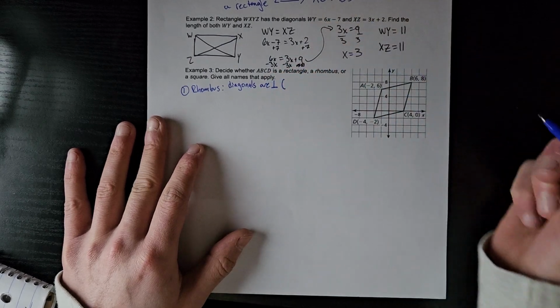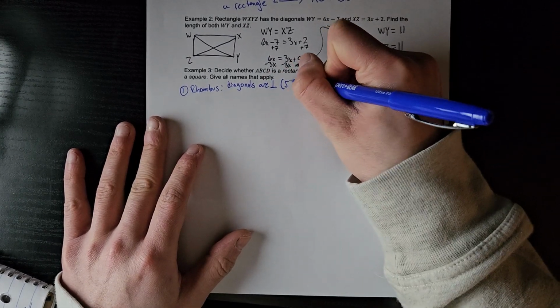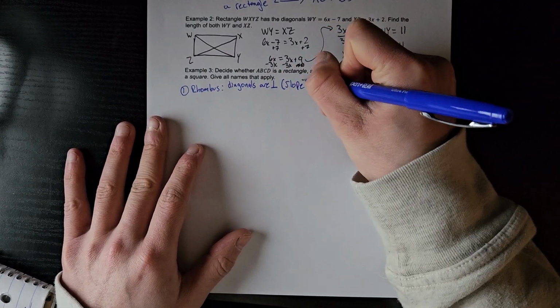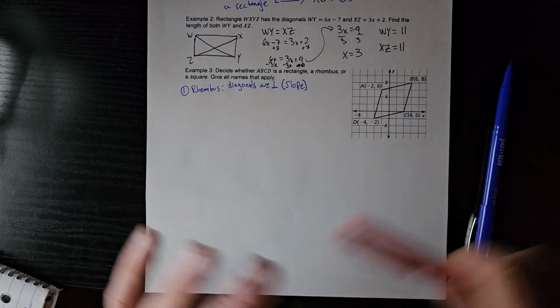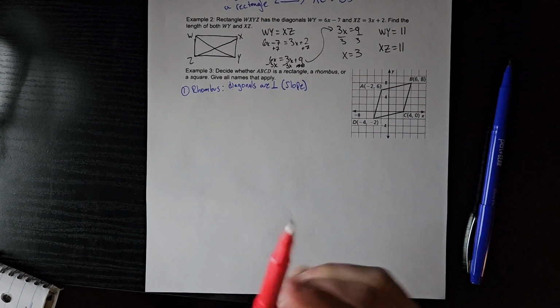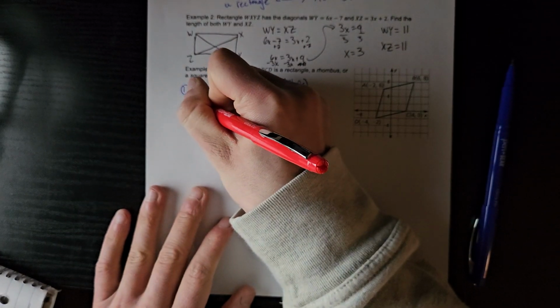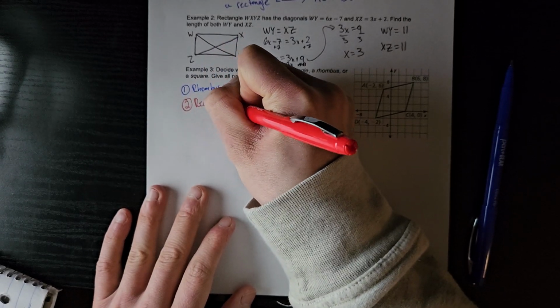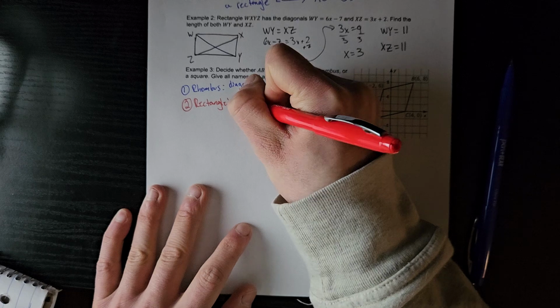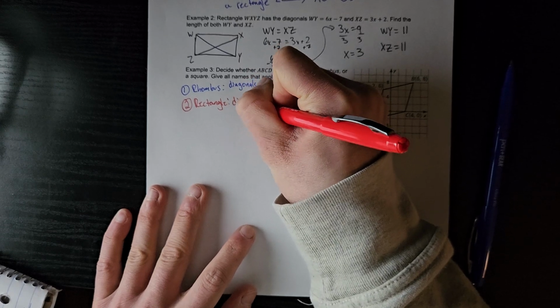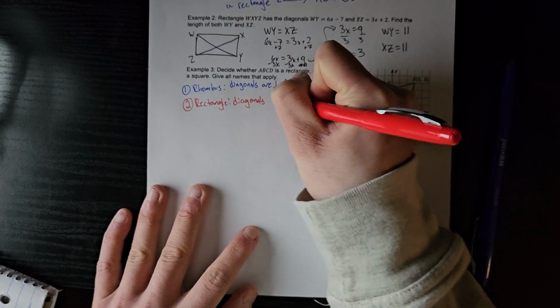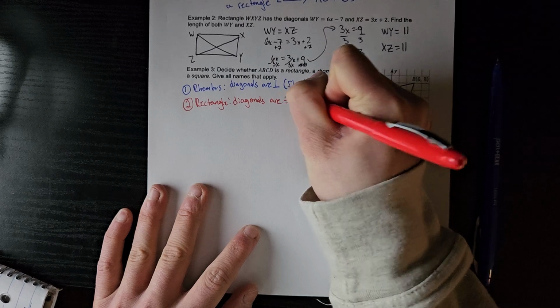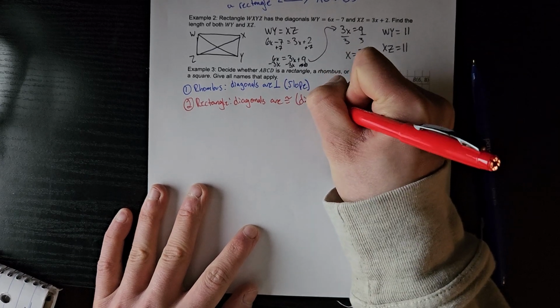How are we going to see if the diagonals are perpendicular? Well, we're going to have to use the slope formula with that one. The other one is a rectangle. How are we going to figure out if this is a rectangle? Well, we need to know if the diagonals are congruent. And we're going to do the distance formula for that one.